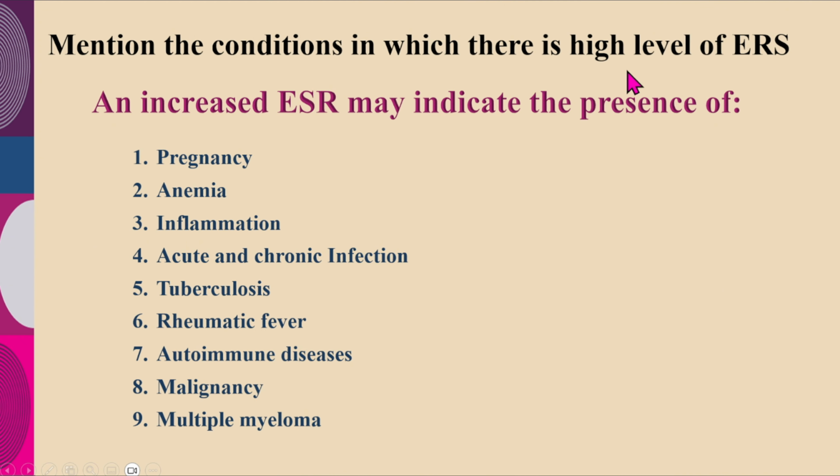Mention the conditions in which there is a high level of ESR. An increased ESR may indicate the presence of pregnancy, anemia, inflammation, acute and chronic infection, tuberculosis, rheumatoid fever, autoimmune diseases, malignancy, multiple myeloma. These are the conditions with the high ESR.